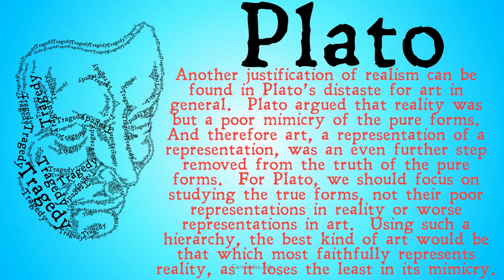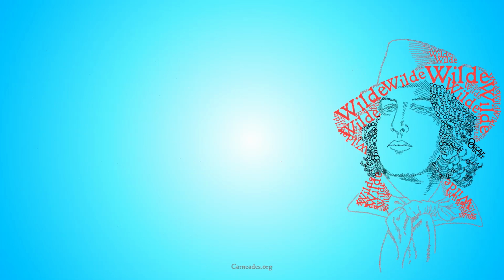Another justification of realism can be found in Plato's distaste for art in general, particularly the poets. Plato argued that reality was a poor mimicry of the pure forms, and therefore art, a representation of a representation, was even a step further removed from the truth of the pure forms. For Plato, we should focus on studying those true forms, not their poor representations in reality or their even worse representations in art. Using such a hierarchy, the best kind of art, then, would be that which most faithfully represents reality, as it loses the least in its mimicry.